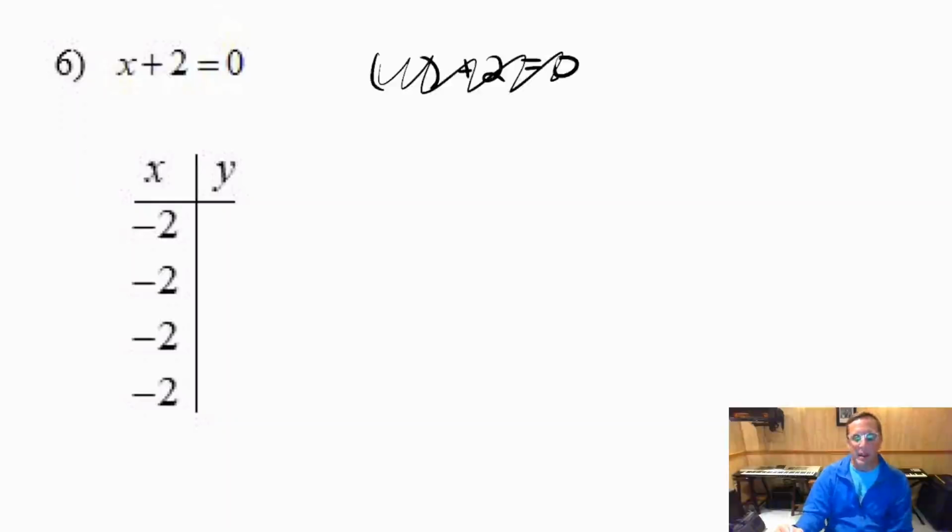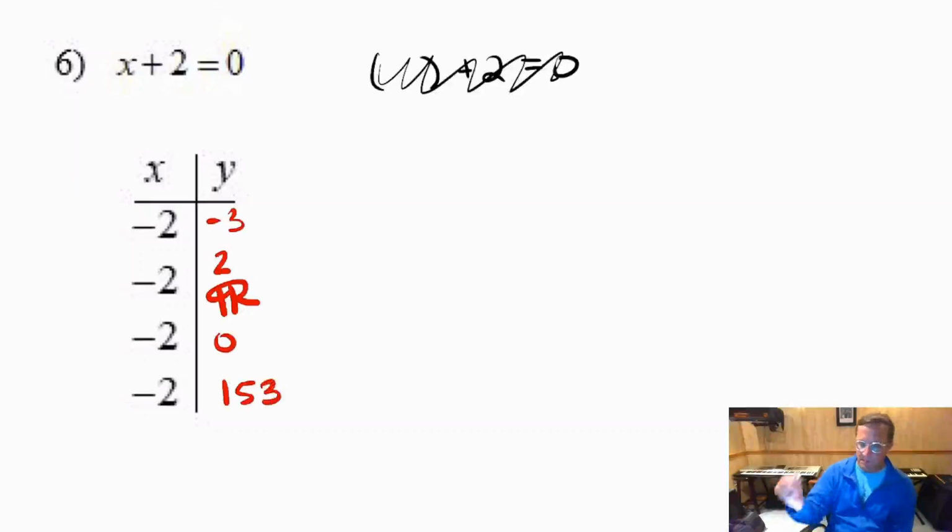Well, the thing is that y could be absolutely any number. So y could be -3, this could be 2, this could be 0, this could be 153, could be anything. So it's all real numbers. As long as you put a real number in there, you're good.